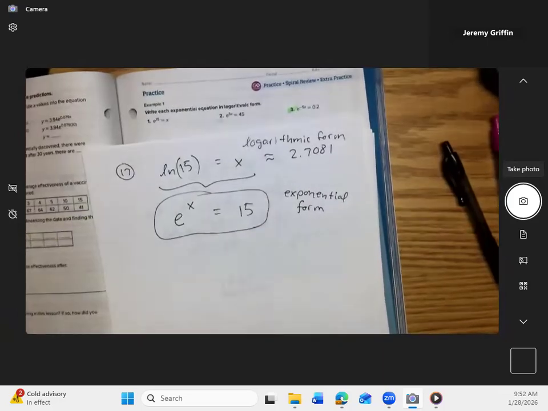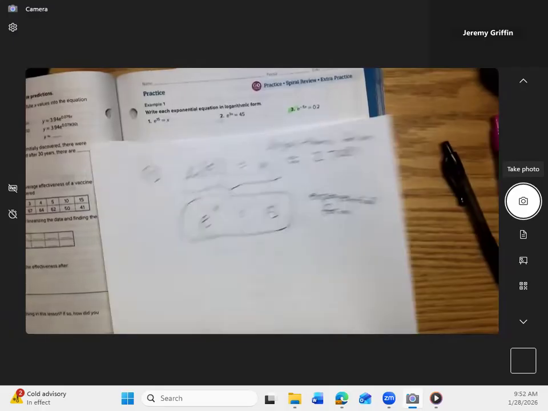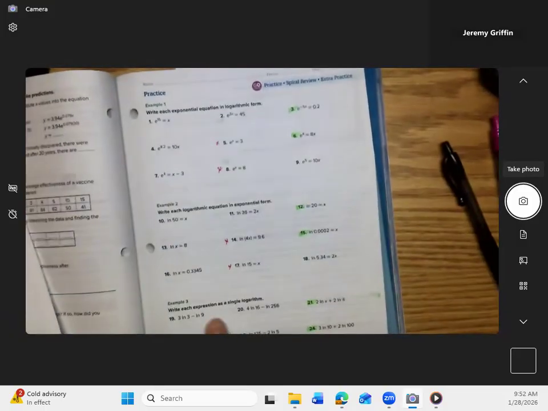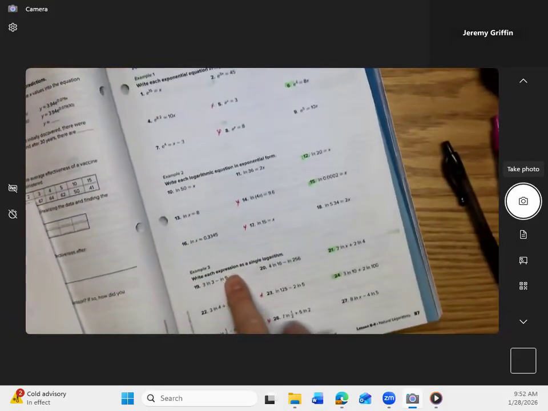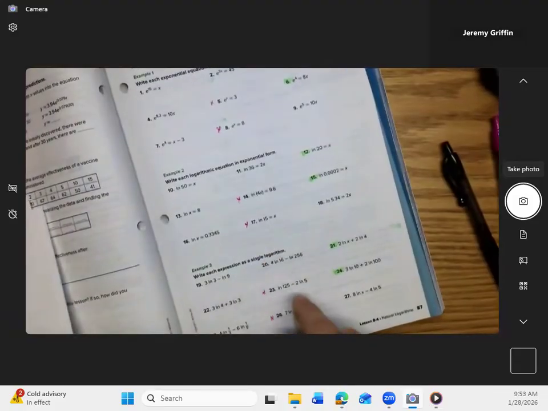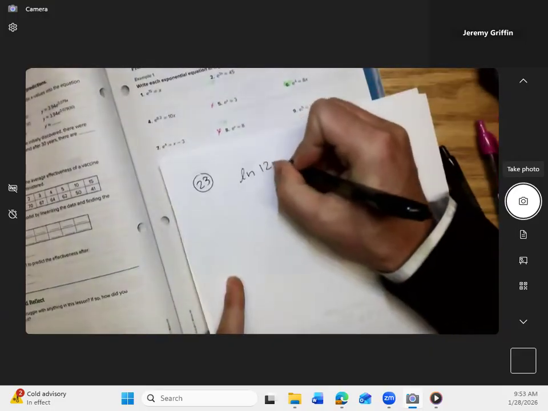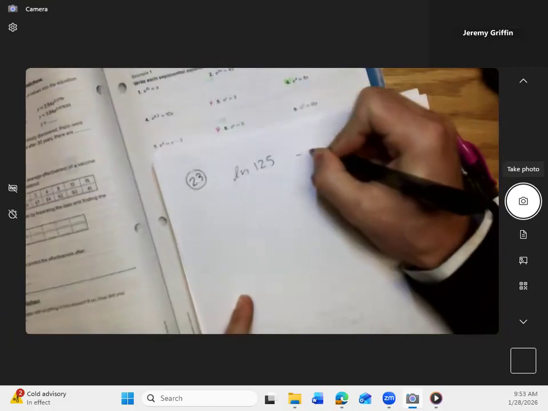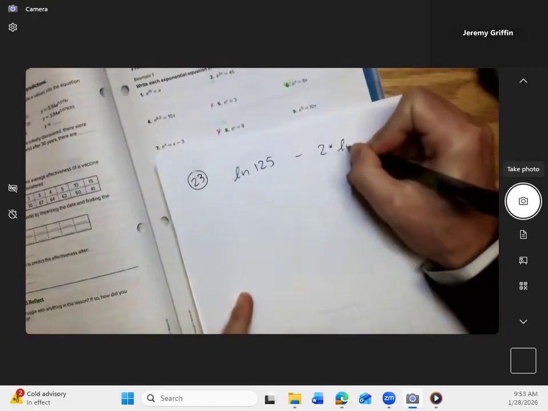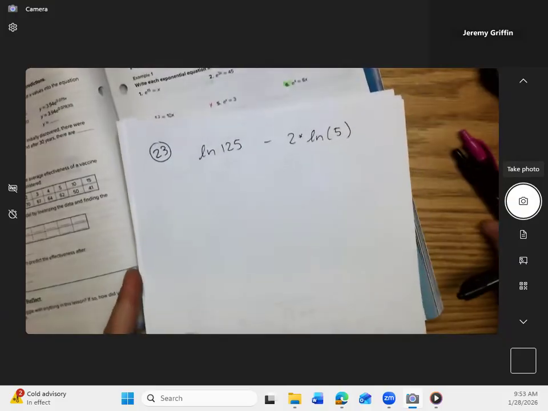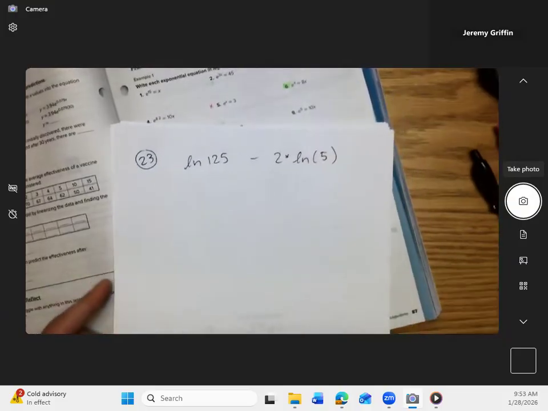All right, 23. Write each expression as a single logarithm. I know there's some ALEKS questions that look kind of like this. So I got natural log of 125 minus 2 times natural log of 5. Okay, so this one just has numbers in it. Sometimes they have variables like x in them too.